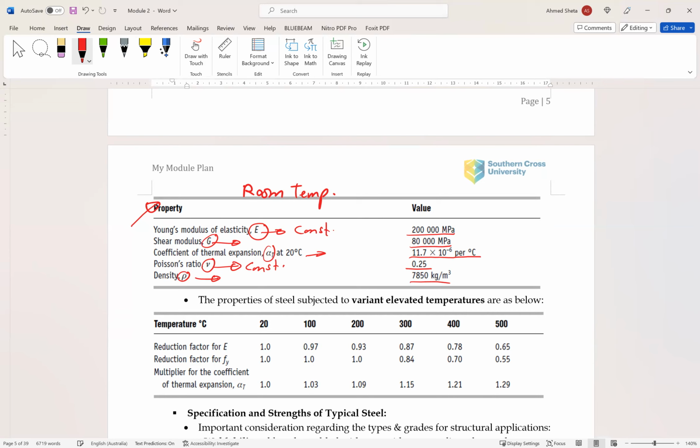In this table, we see the properties of steel under various elevated temperatures, and you can see what happens to the properties when you increase the temperature. They decrease. As you can see, at 500 Celsius, these are the reduction factors for the Young's modulus E and the yield strength F yield.